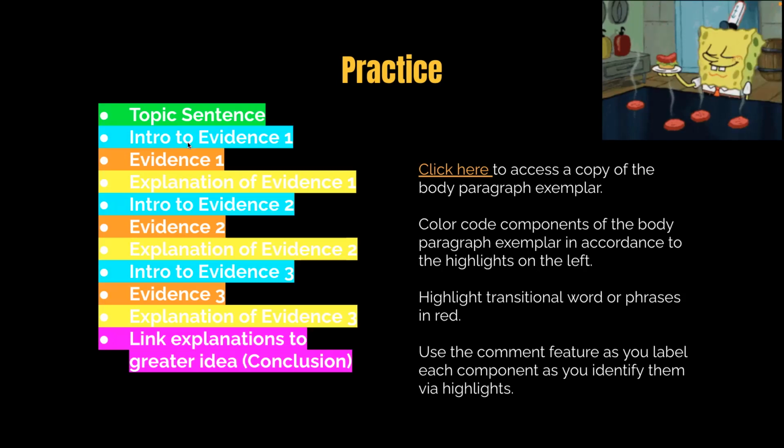Then we have our intro to evidence 1, which is also known as your supporting detail number 1, which is just a sentence that's hinting upon a piece of evidence that you're going to be talking about that connects to your point. Then you have your actual evidence that pertains to your point, and then you explain how evidence 1 connects to your thesis statement. All right. And then you will repeat this process, typically for the best quality, 3 times.